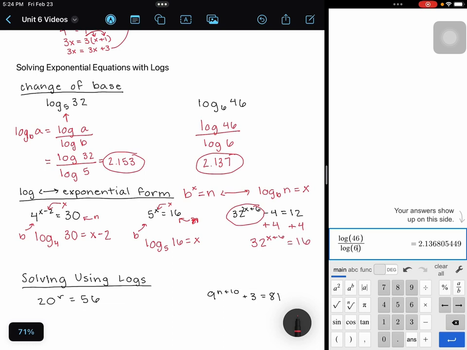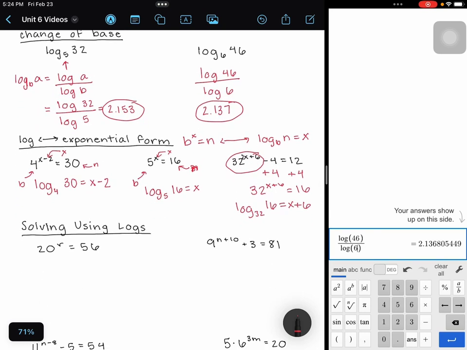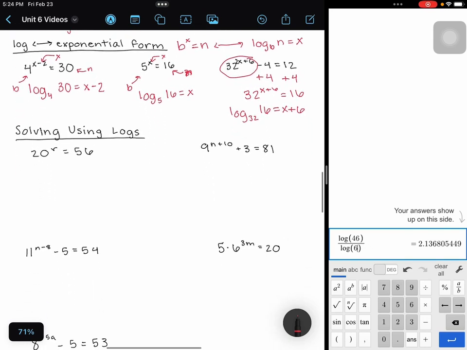Okay. And then this is one that I could solve by rewriting both sides as powers of the same base. But just to continue illustrating here, and maybe you didn't recognize that, then we could do log base 32 of 16 equals x plus 6. So now we've converted to log form from exponential form. And now we are going to use those two things, the change of base and log form, to solve using exponentials. So solving when we can't actually change the base of something.